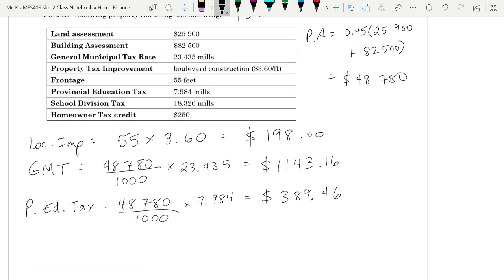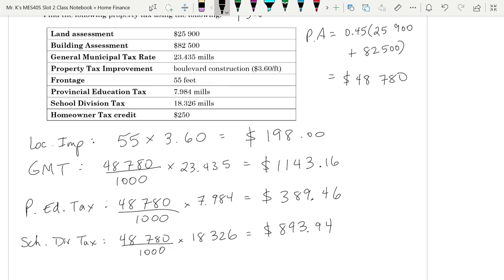Next, let's find the School Division Tax, which is again this number. And the mill rate for the school division is always the big one, although it's not as big as the municipal one this time, but it's certainly bigger than the provincial one. And that's going to be $893.94.